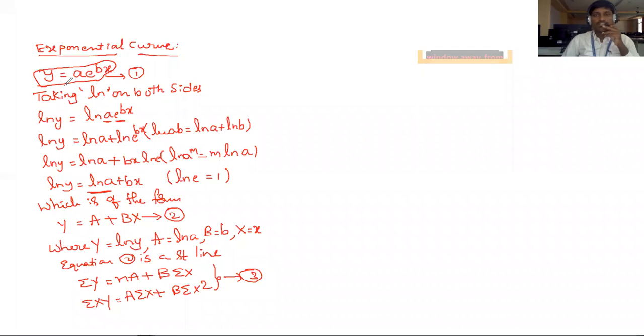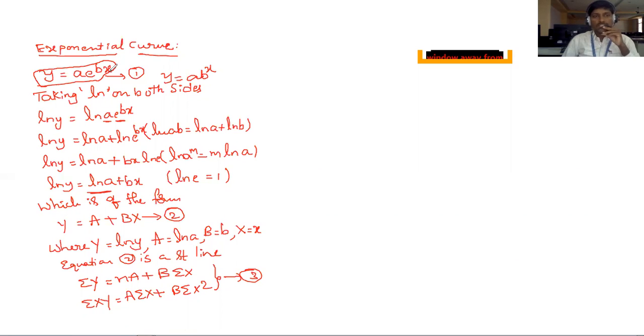If it is a straight line or a parabola, they never mention that. But for an exponential curve, they will mention it. Why? Because here we will discuss two different types of curves. One is y is equal to a e power bx, and another one is y is equal to a b power x. So these are the two different curves we learned in exponential curves.